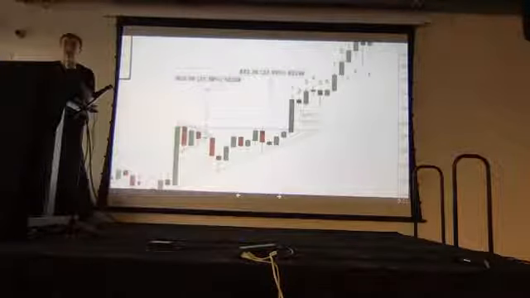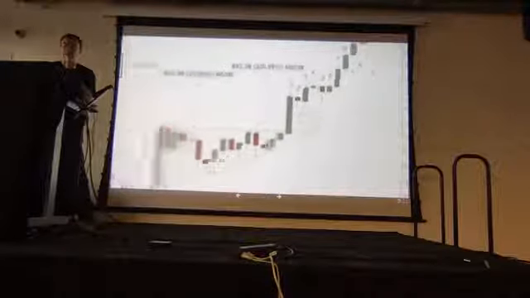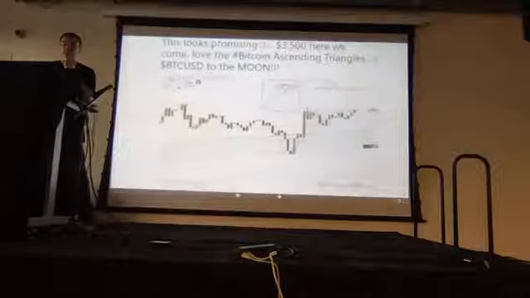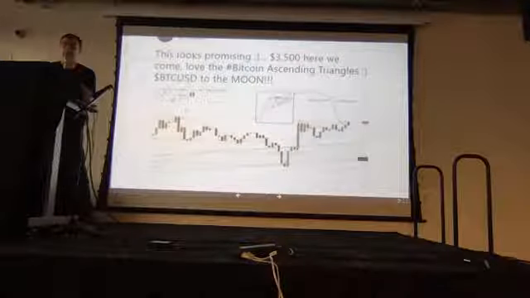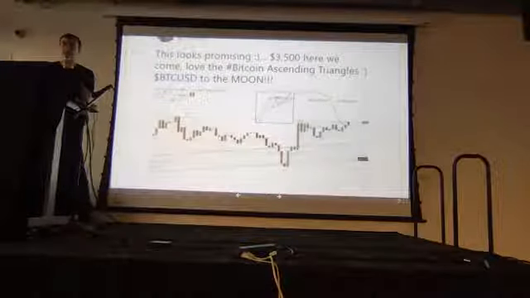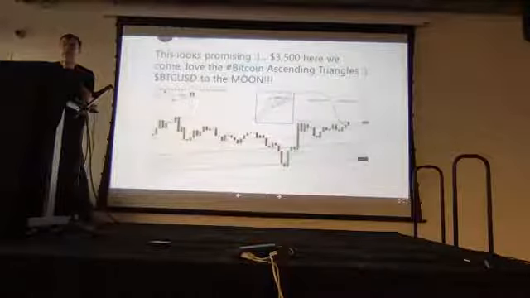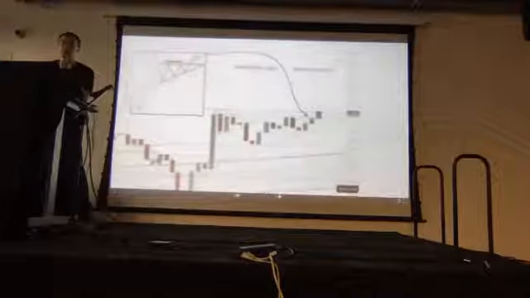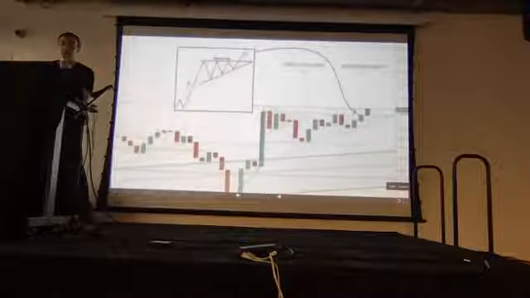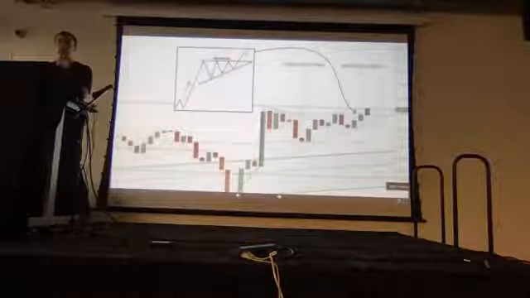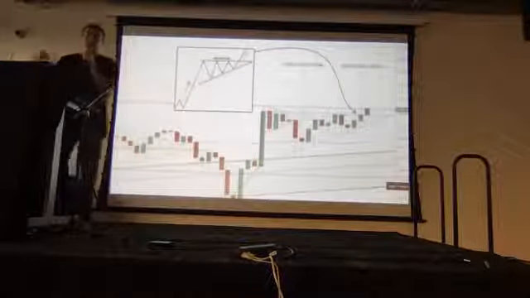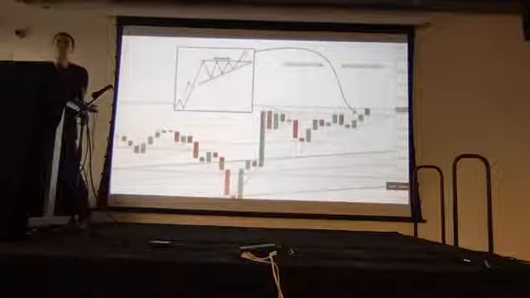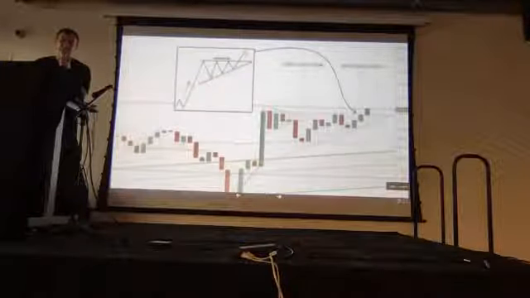So when I saw this forming, I sent out this tweet right here. Boom. This looks promising. 3,500, here we come. Love the Bitcoin ascending triangle. Bitcoin to the moon. That was just the extra character, right? So there it is. I can't wait till Twitter gives me 280. I think I'm gonna be the last one. I think Twitter knows that I'm gonna exhaust 280 in all my tweets. So everyone else around me already is able to use 280. I'm still at 120.